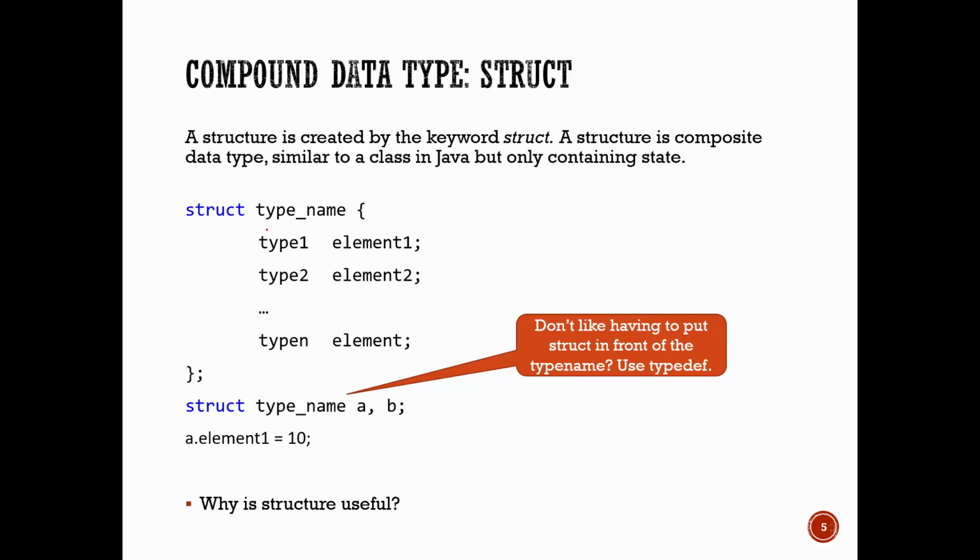So we have the syntax here on the top. This is to create a struct called type name and then put a bunch of things inside of it. Type 1, element 1, type 2, element 2, type n, element n. So basically, right, we use the struct keyword followed by the type name, so whatever we want this new type to be called, and inside we can have a bunch of different members.